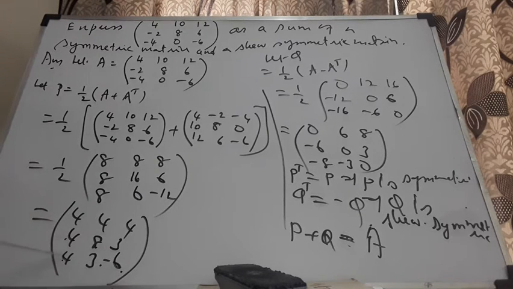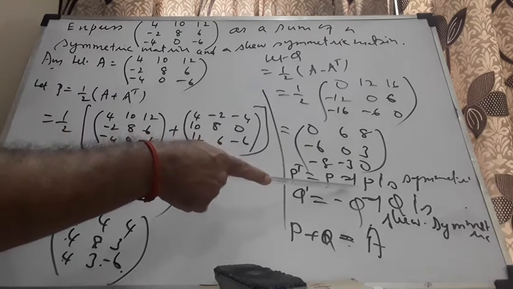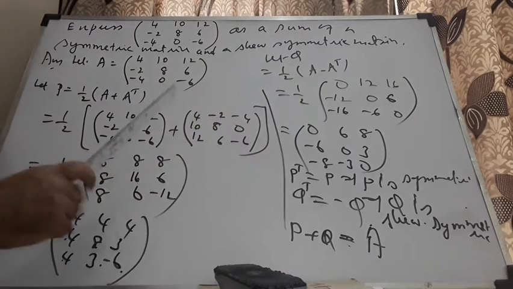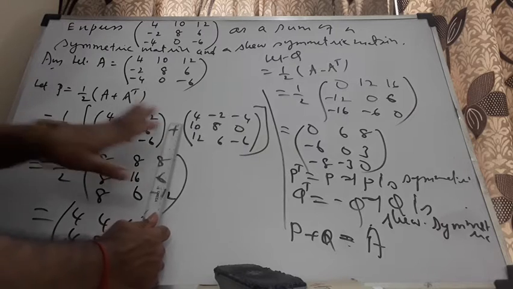If we take the transpose, I'll get the same thing. Therefore, I can say P transpose equals P, which is written over here. Now, I take Q equal to half of A minus A transpose. I have the minus sign here and I'll do it here itself.